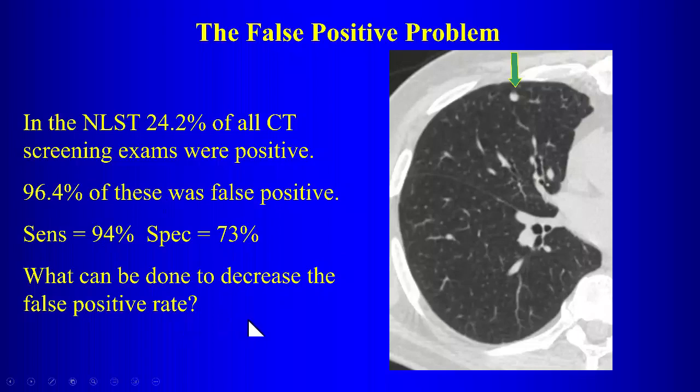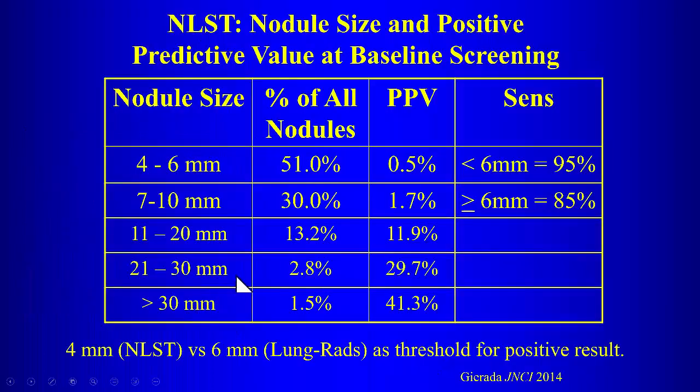So what can we do to decrease the false positive rate? So remember, we said that in the National Lung Cancer Screening Trial, the criteria for a positive result is 4 millimeters. What's the criteria for positive result when you're using Lung-RADS? 6. So that's why we increased the number to 6. So if we look at what happens here, in this study they went back and looked at the data from the National Lung Cancer Screening Trial and said, what if instead of using 4 millimeters, we make it 6 millimeters, we go higher.